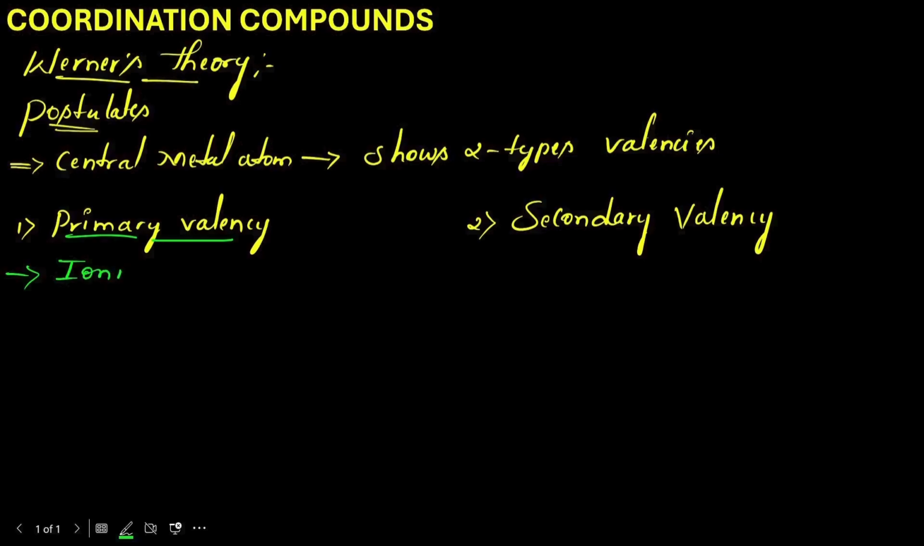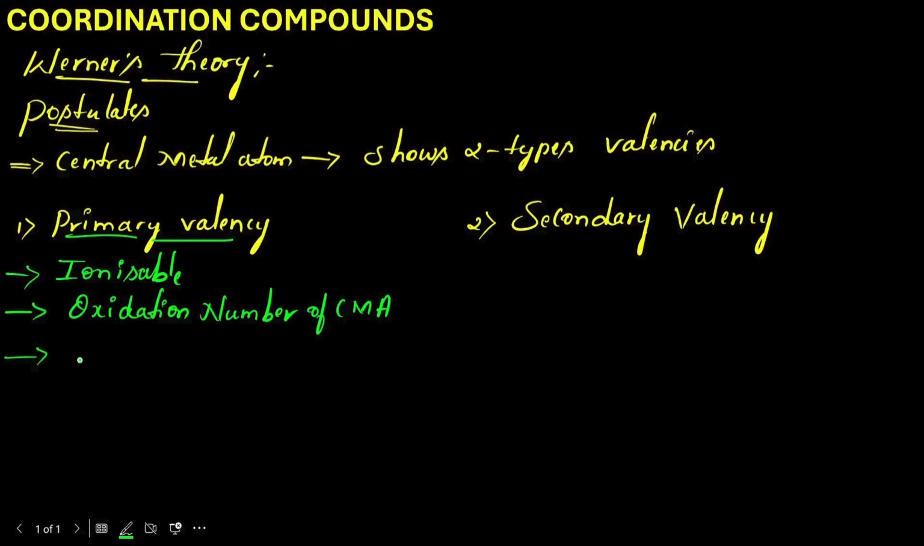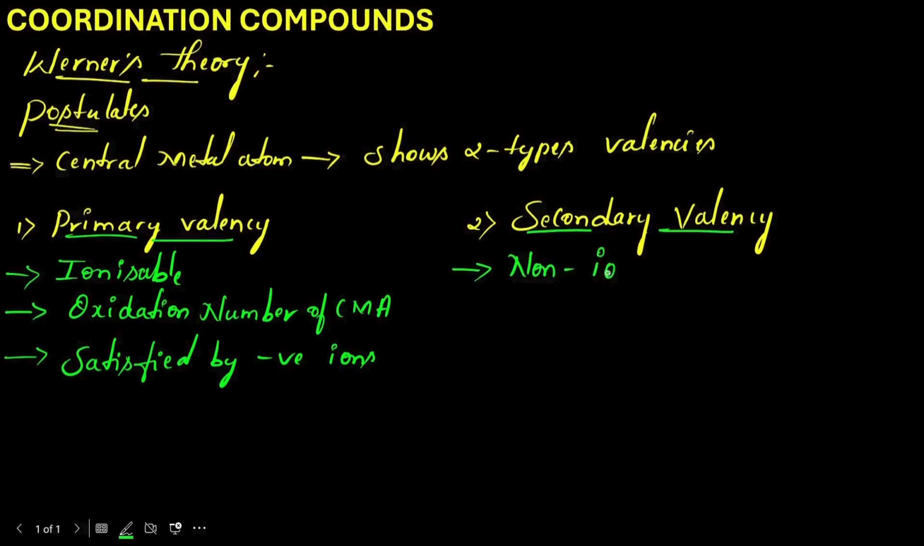Primary valency is also called the oxidation number of the central metal atom, and primary valency is satisfied by negative ions. And coming to secondary valency, secondary valencies are non-ionizable, which is also called the coordination number.